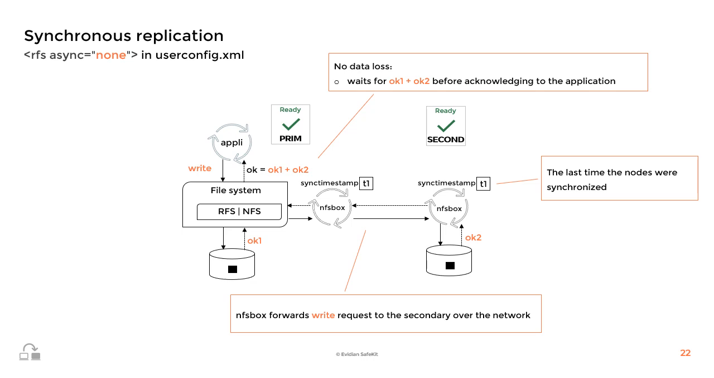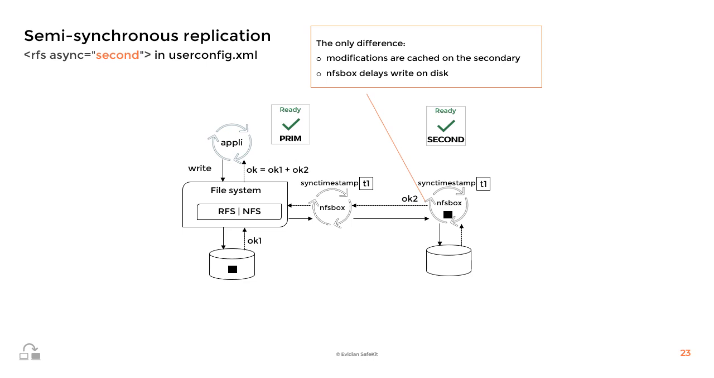Both OK1 and OK2 must be received before acknowledging to the application on the primary node. Each NFS box process retains the last time the nodes were synchronized in terms of replication in the sync timestamp variable. Here is an explanation of the semi-synchronous replication use case, with async set to second in the RFS tag. The only difference is that the NFS box process of the secondary node keeps the data in its cache, sends OK2, and then writes to disk later.